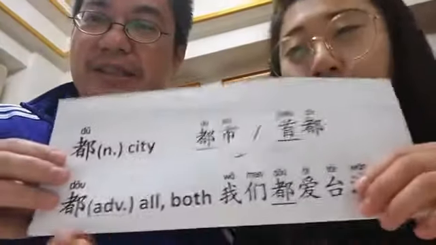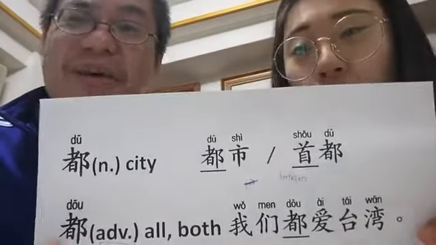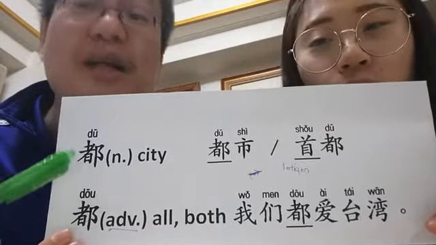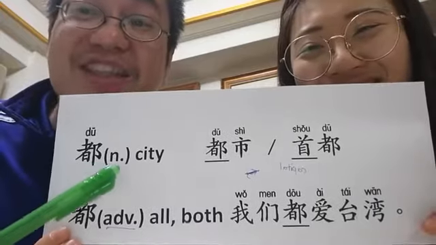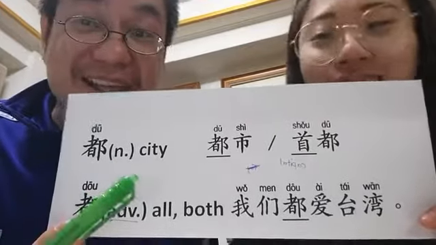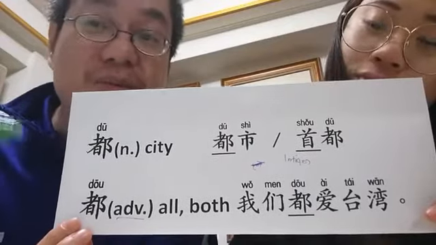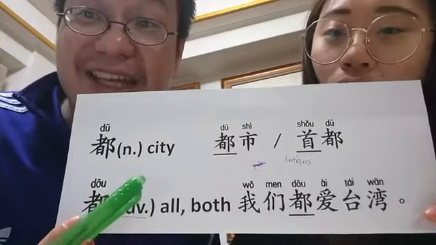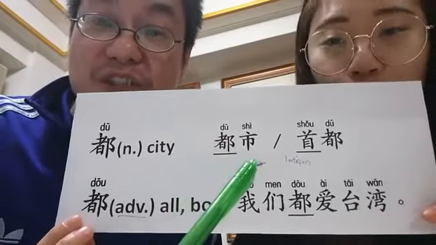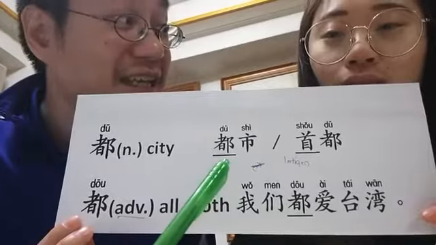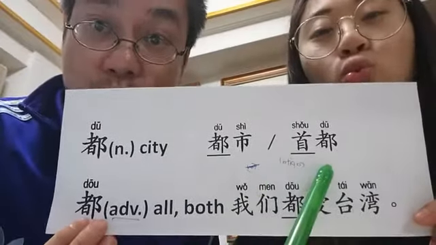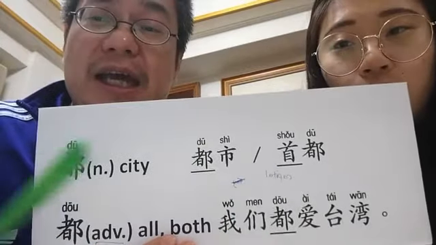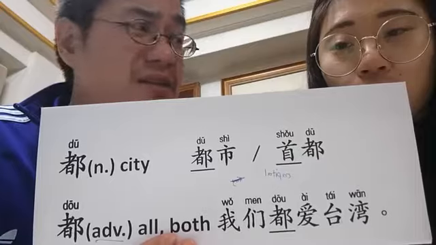Okay, Abby, can you hold this? I know every one of you may know this set of words, that is dū. Dū, which is a noun, means city. When you pronounce the word like dū, then it means city. For example, 都市, which means city. Or 首都, which means capital. Capital, okay?